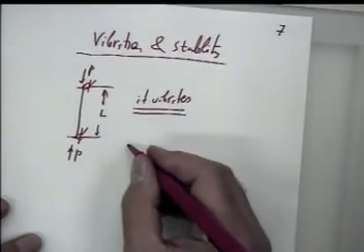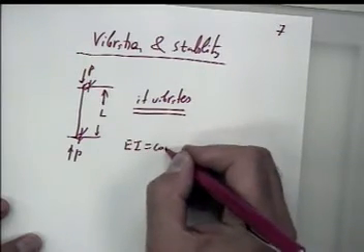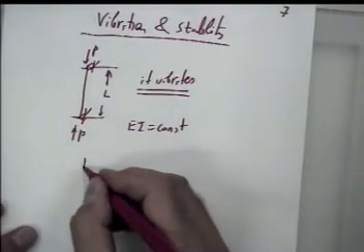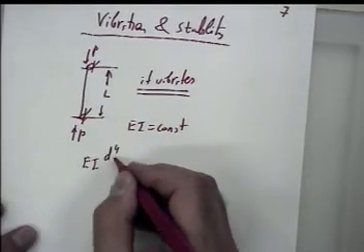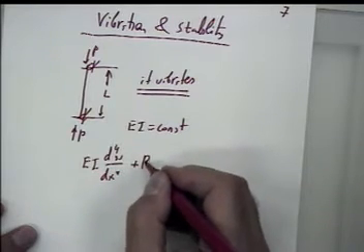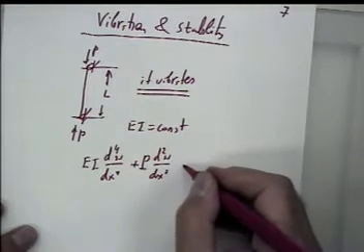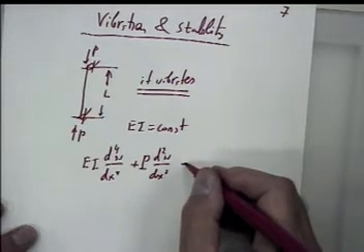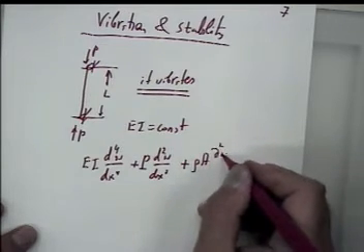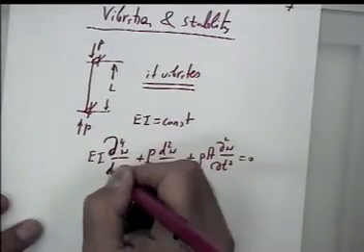If it vibrates, then what will the differential equation be? Imagine EI is constant. Then it will be EI d4w dx to the fourth power plus P d2w dx squared plus rho A d2w dt squared equals 0. These derivatives are partial.